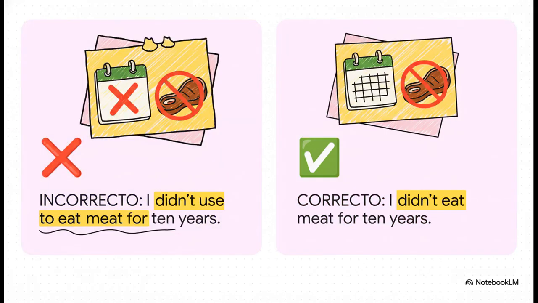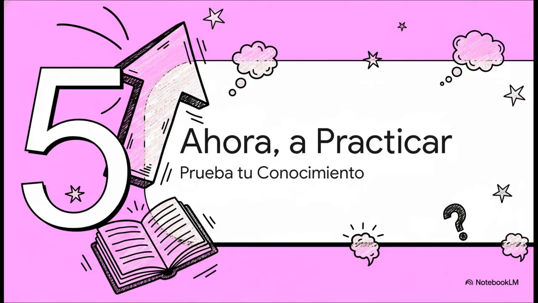And the same logic applies to negative sentences. If you say for 10 years, you have to use the simple past negative, I didn't eat meat. It's a clear rule with no exceptions. All right, it's time to put what we've learned to the test. Don't worry, I'll walk you through the thought process.